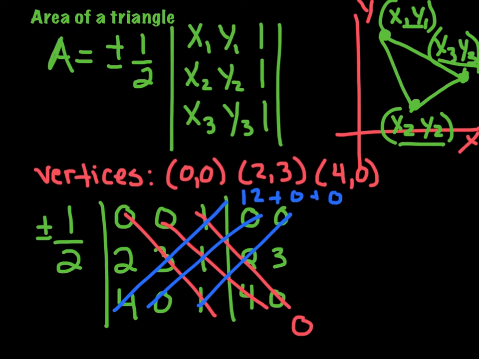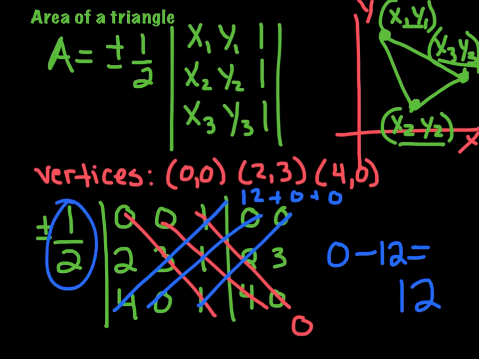So if I go 0 minus 12, I get negative 12, only we're going to take the positive value of it, and don't forget, we have to half it. So half of 12 gives us an area of 6 units squared. Just like that. Alright, now there's one other application.